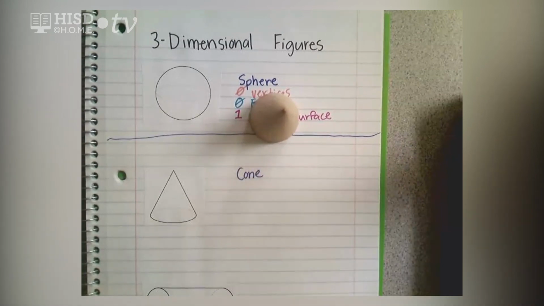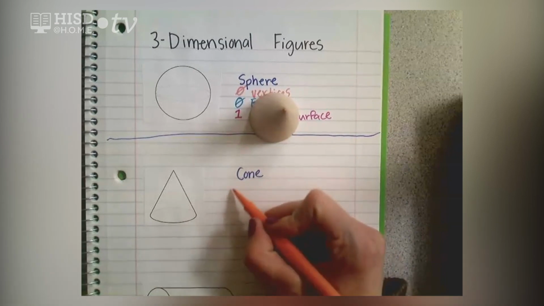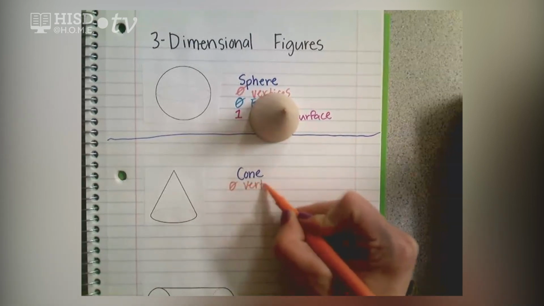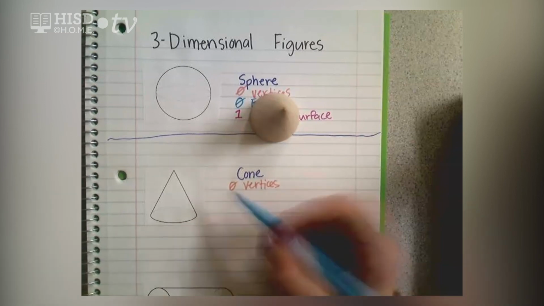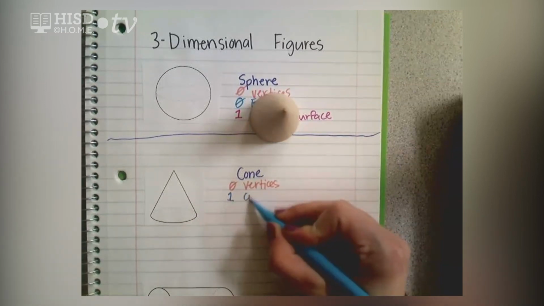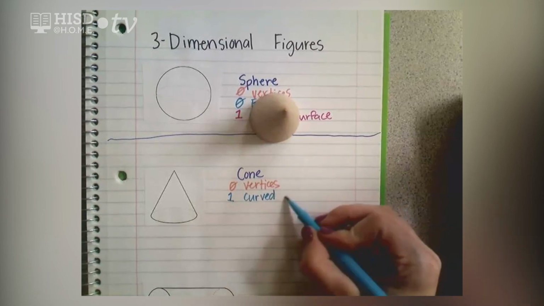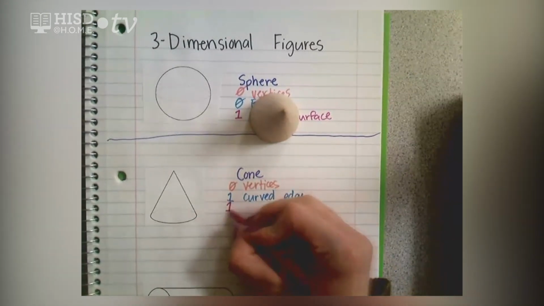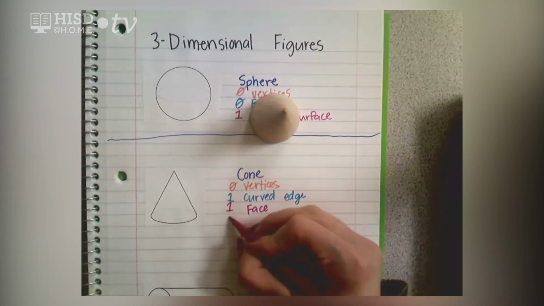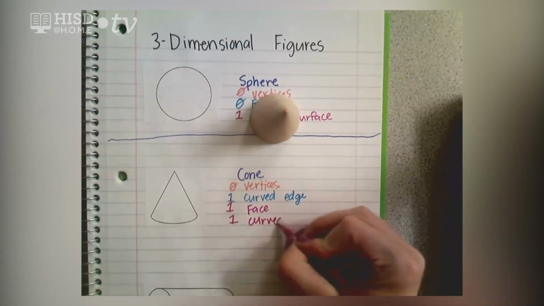We have 0 vertices, one curved edge, which isn't the same thing as a flat edge. Then we have one curved surface and one face. One face, which is in the shape of a circle, and one curved surface.